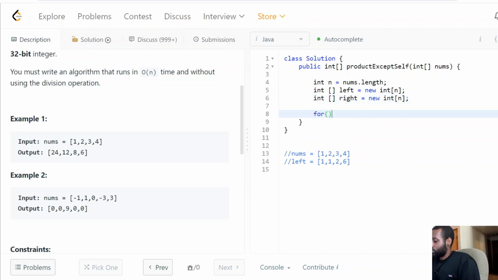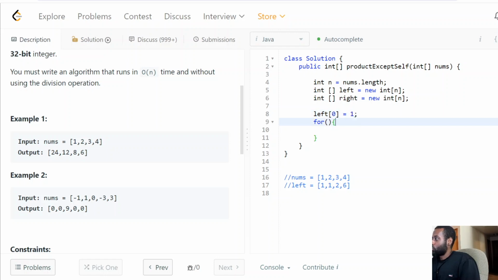And then we just do a linear scan to build things. Remember the edge case that I told you about: there's nothing to the left of the first index, so we put a 1. And then we start building the running product for each element: i = 1, i less than n, i plus plus. So left of i will be left of i minus 1, which is the information I get, times nums of i minus 1. And I've already explained the reason why we do that.